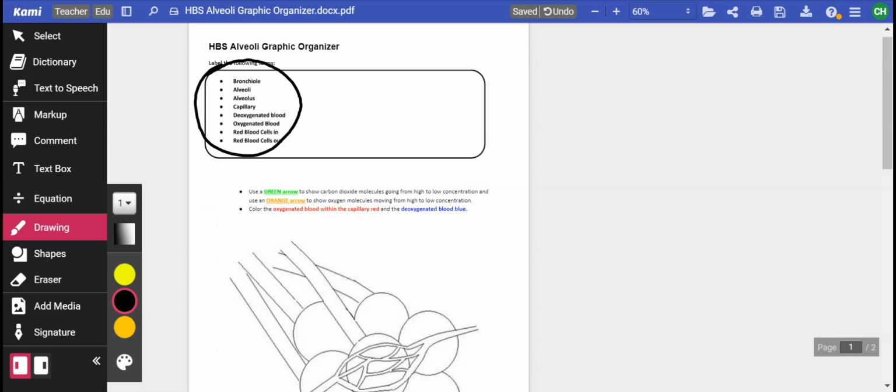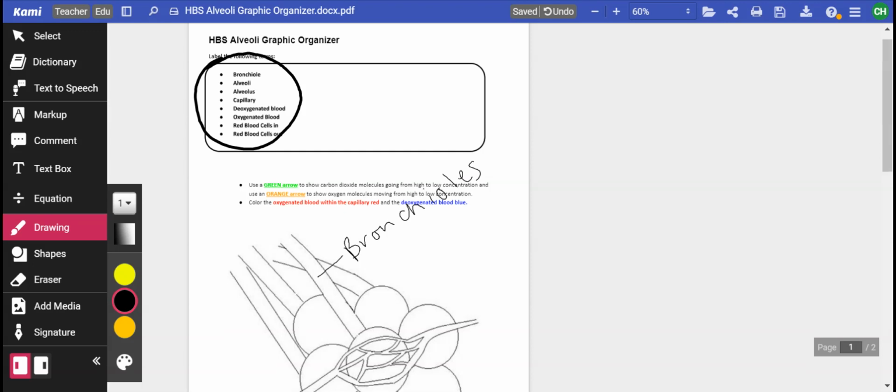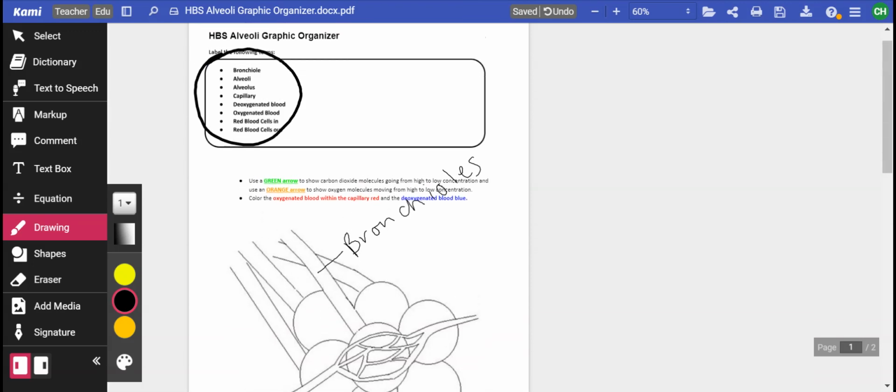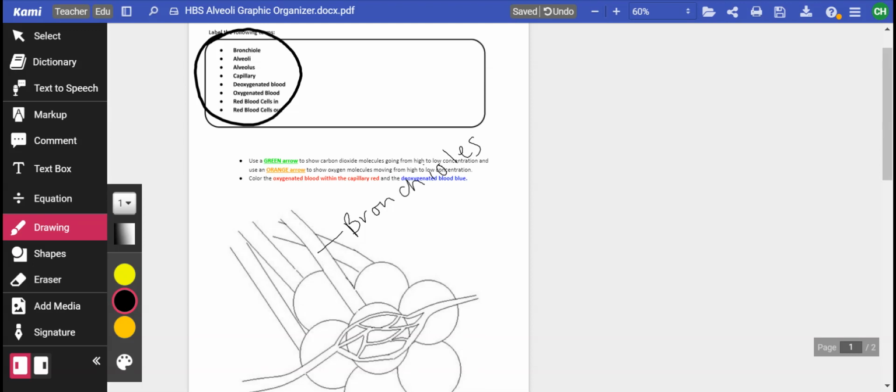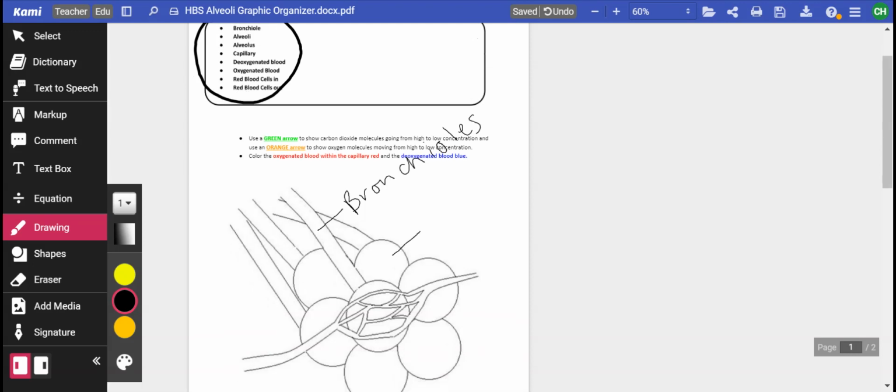So the first thing that I want to label is the bronchiole. And I'm sorry for how atrocious my handwriting is going to be. So these tubes right here are the bronchioles. And what they do is transport air, from the bronchi specifically, into these little balls. Each individual one is called an alveolus, and multiple of them together are called alveoli. So alveoli is the plural of alveolus.